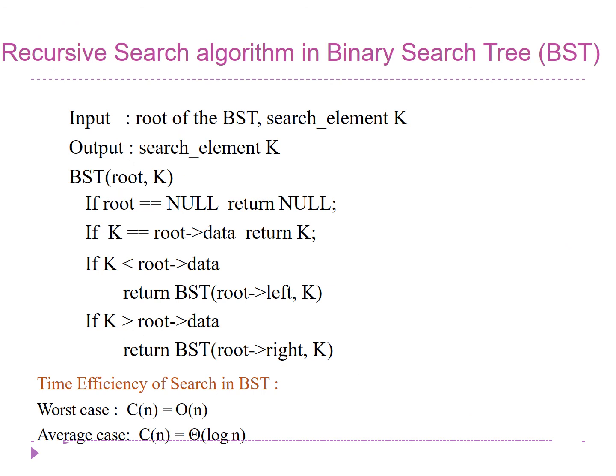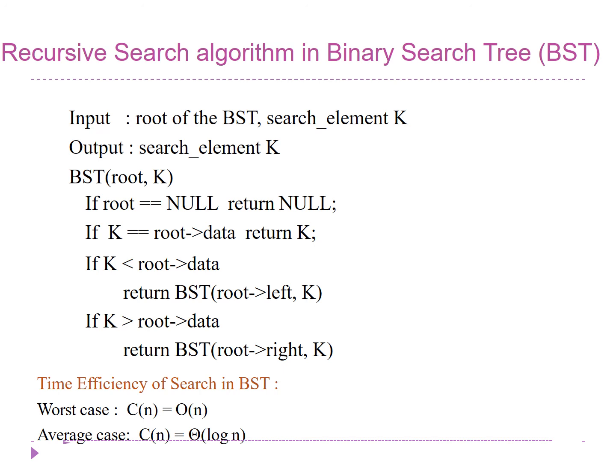Here is a recursive search algorithm in a binary search tree. The input to the algorithm is the root of the binary search tree and the search element k. The output of the algorithm when the search element is found is the search element k itself, and when the search element k is not found, the algorithm returns a null value.